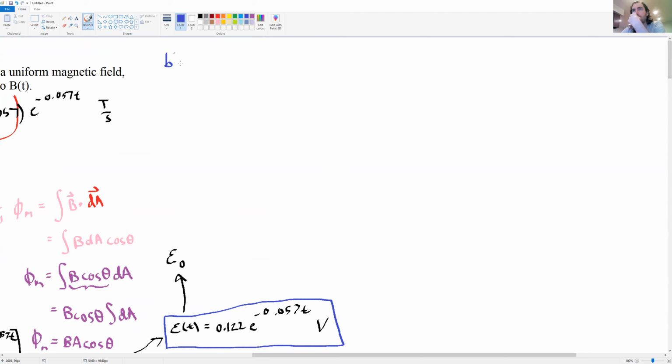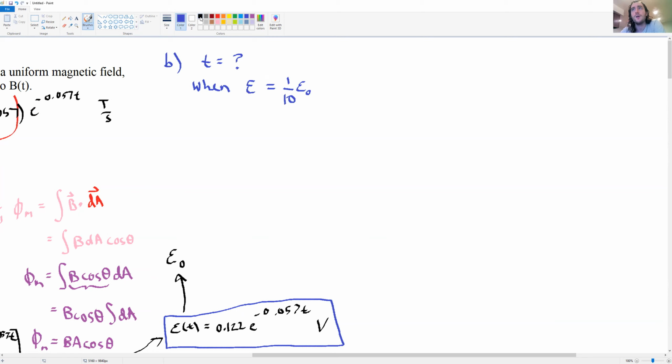We'll go ahead and change colors here for part B. Part B asks, what is the time, so we're solving for a time, when epsilon, well, I keep saying epsilon, but I really mean the EMF. It's like a script E. I don't think epsilon is the right term for that. So when the EMF is equal to 1/10 of its initial value, right? So that was why we needed to figure out what the initial value was.